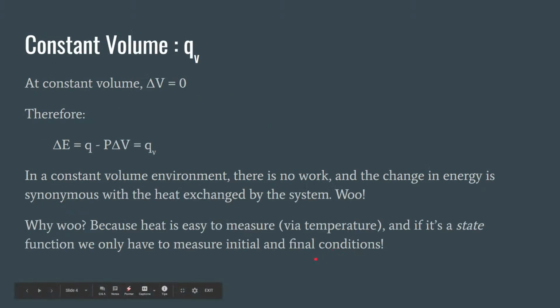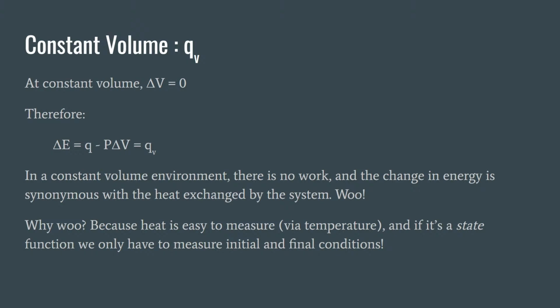So there are a couple of different things that make this simpler. Okay, constant volume. We signal that something is being done at constant volume by putting the little capital V as a subscript. So at constant volume, delta V is equal to 0. The system can't change size. Therefore, delta V is equal to 0, so work is equal to 0. So that means that the change in internal energy is going to be equal to heat.